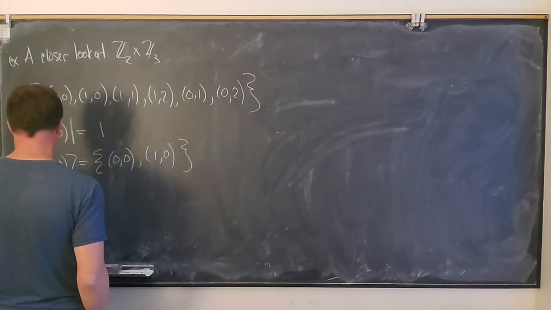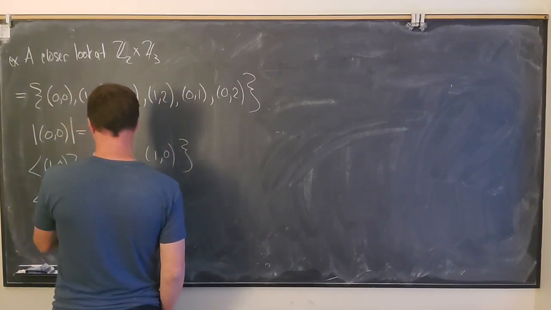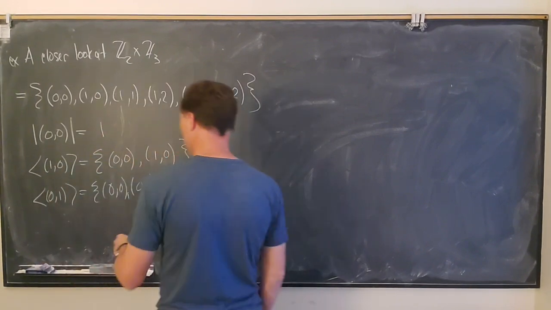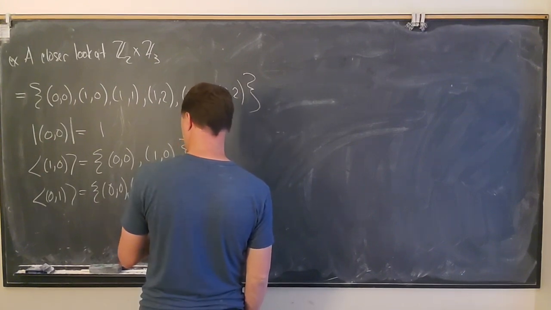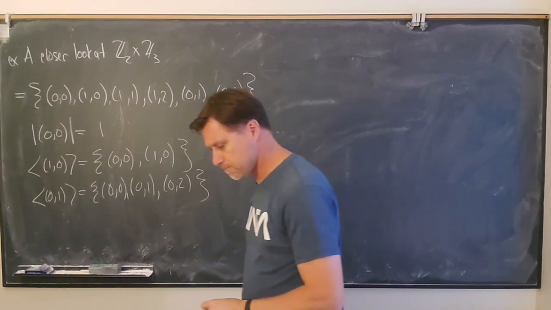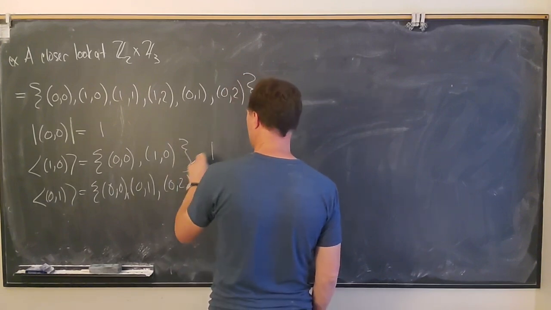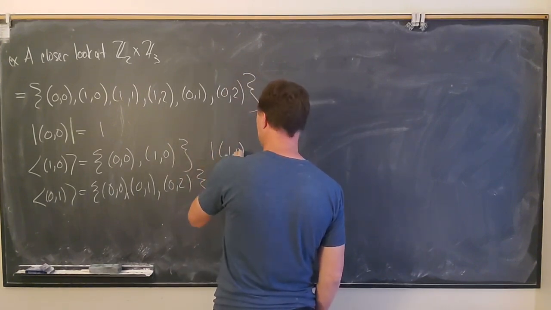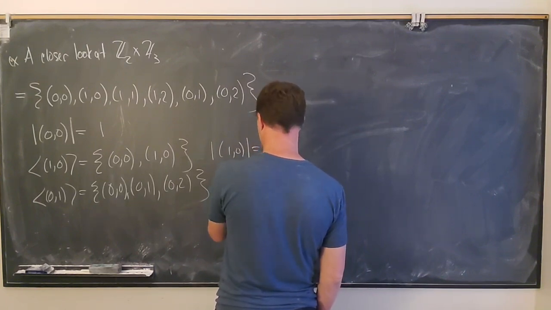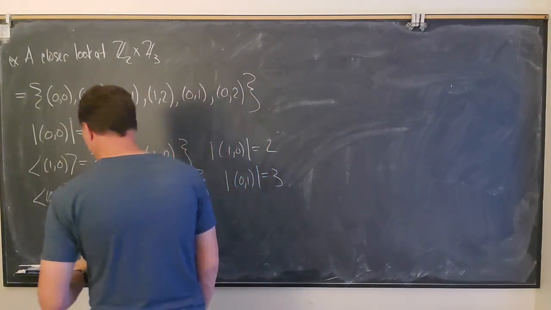Let's look at (0, 1) also. And so you'll have the identity, and then you'll have (0, 1), and then you'll have (0, 2). And if you add it to itself one more time, you're going to get (0, 0). So there's 3 elements in that group. Right, so what am I getting at? The order of the element (1, 0) is 2, and the order of (0, 1) is 3.